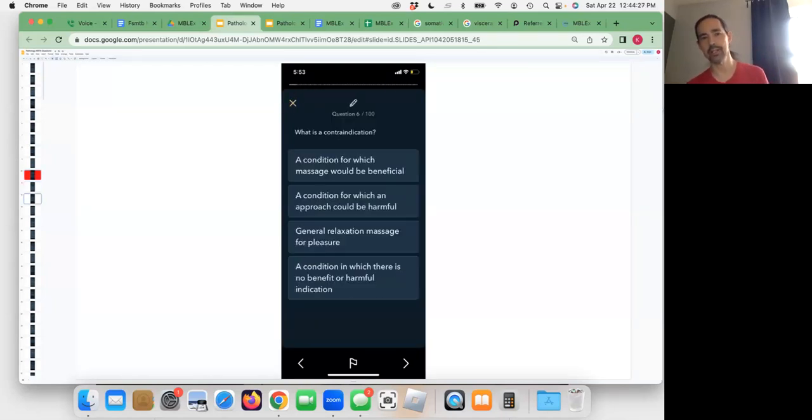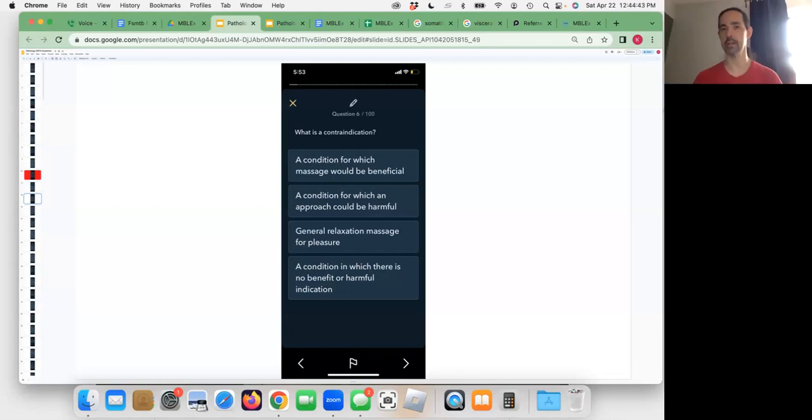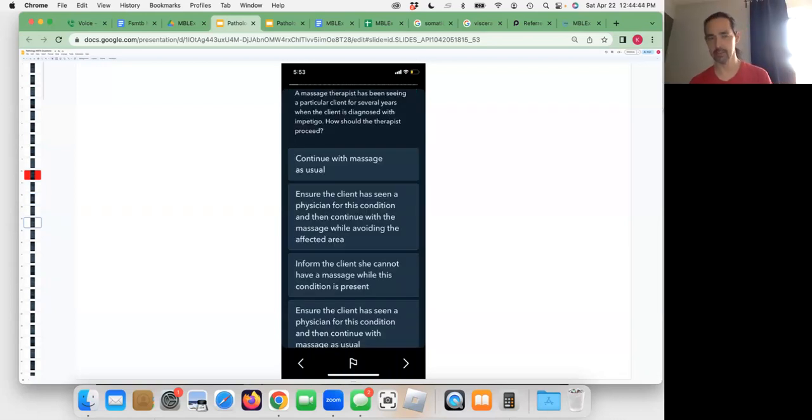What is a contraindication? A, a condition for which a massage would be beneficial; B, a condition for which an approach could be harmful; C, general relaxation massage for pleasure; D, a condition in which there is no benefit or harmful indication. A, B, C, or D? A condition for which an approach could be harmful. Yes, B. Correct.